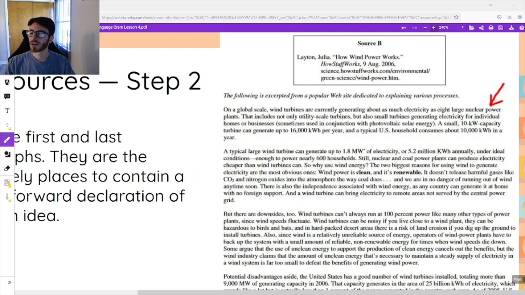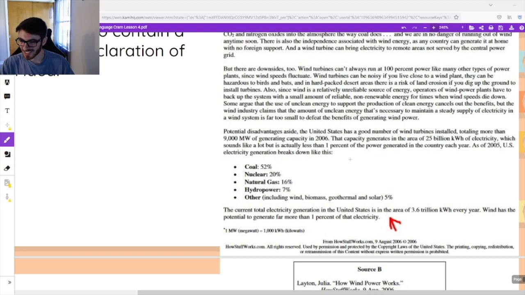On a global scale, wind turbines are currently generating about as much electricity as 8 large nuclear power plants. This includes not only utility-scale turbines, but also small turbines generating electricity for individual homes or businesses, sometimes used in conjunction with photovoltaic solar energy. A small 10 kilowatt capacity turbine can generate up to 16,000 kilowatt hours per year. A typical US household consumes about 10,000 kilowatt hours in a year. I totally guessed on the units there. I'm pretty sure that's what they stand for, but I'm not super knowledgeable about electricity.